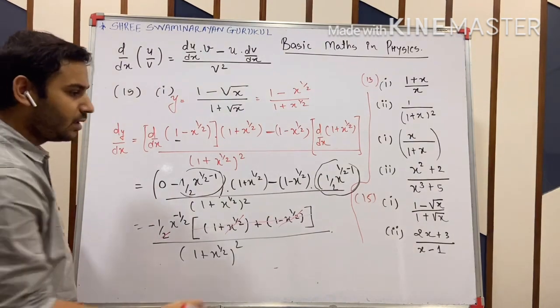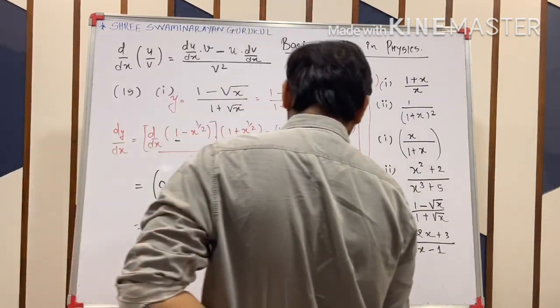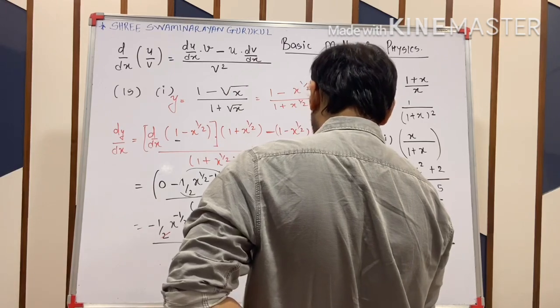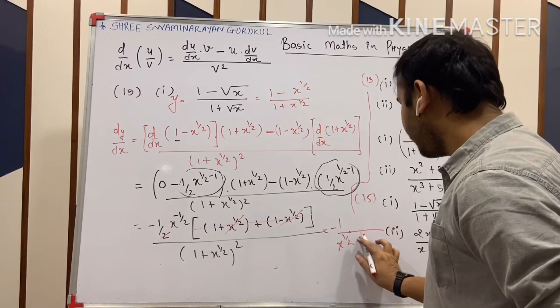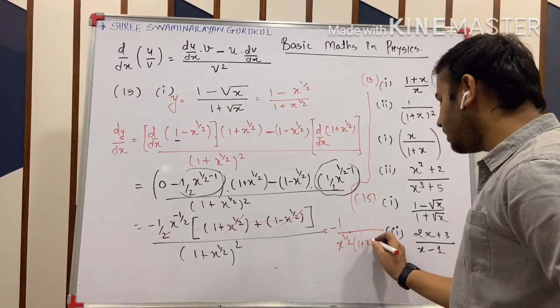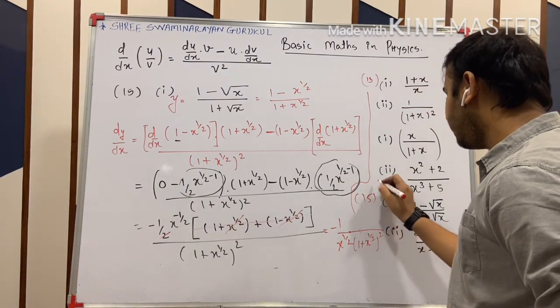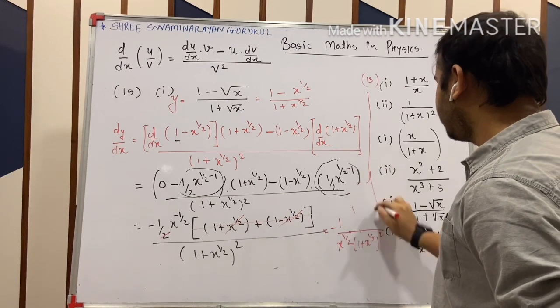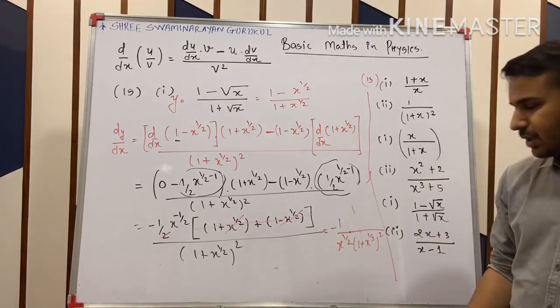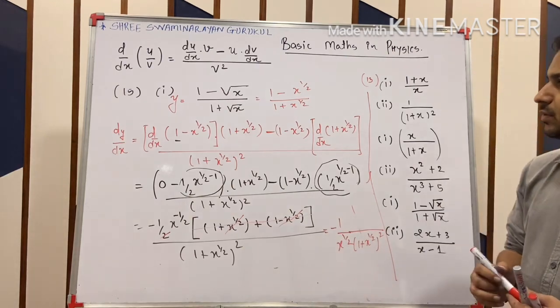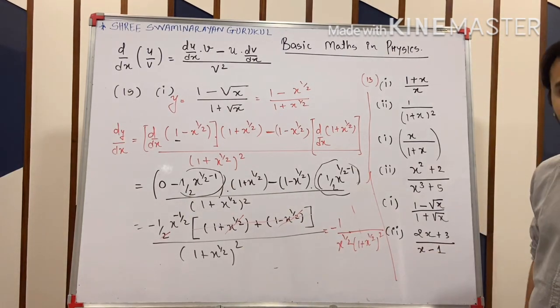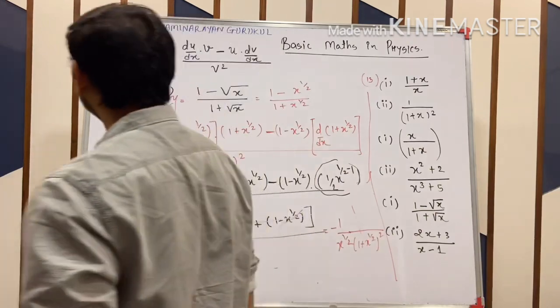Simplify it in your case: minus 1 upon x raised to 1 by 2 into (1 plus x raised to 1 by 2) whole square. Okay. So you can write that x raised to 1 by 2 is root x. Understood? Fine. I'll give this in homework.